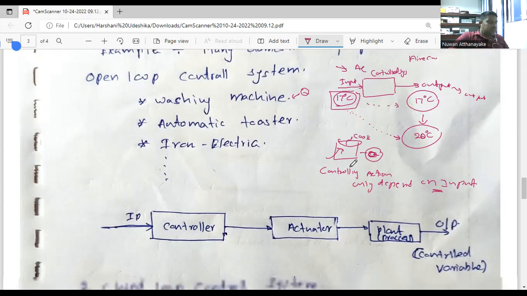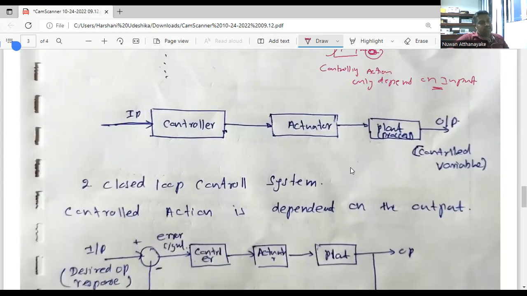So for the open loop control system, we most probably don't have sensors. Sometimes we will have, but that sensor will not measure the output. Sometimes a sensor may be there to get another value, but it will not change the output. That means it will not measure the controlled variable or output, because the control action does not depend on the output. It doesn't take the output value. It doesn't care. So those are open loop control systems. You have to properly understand this. I think you have understood.